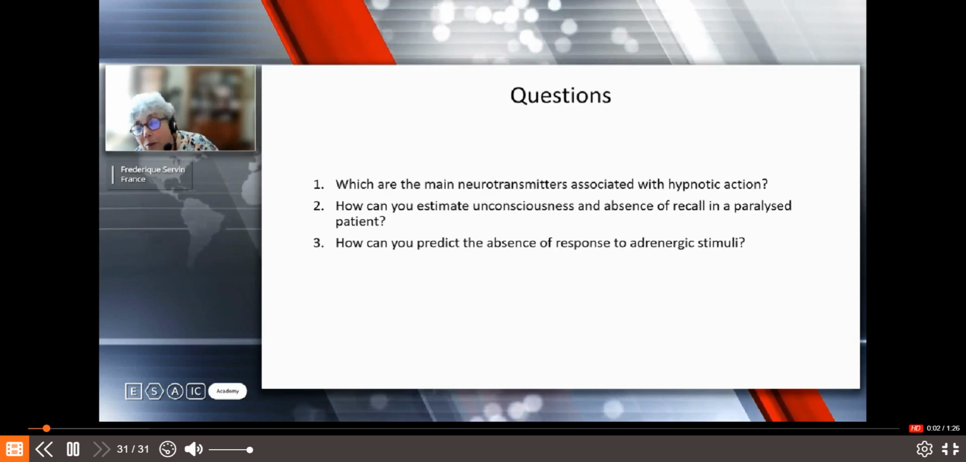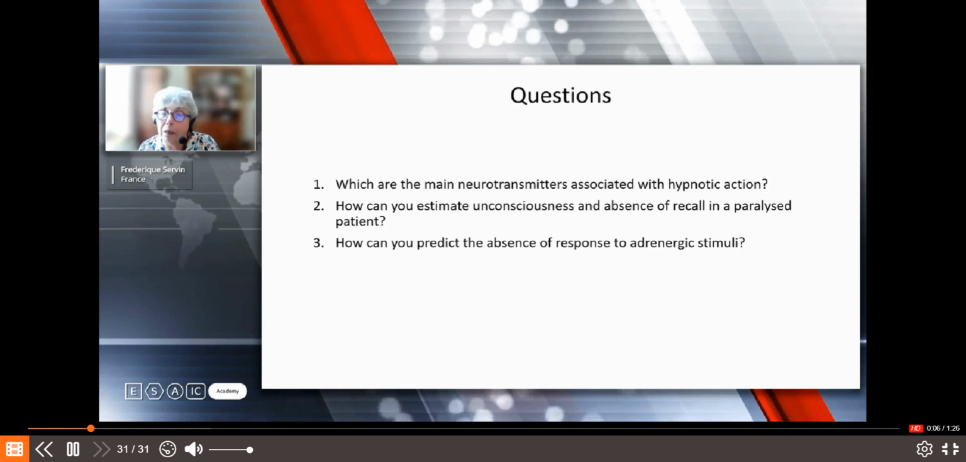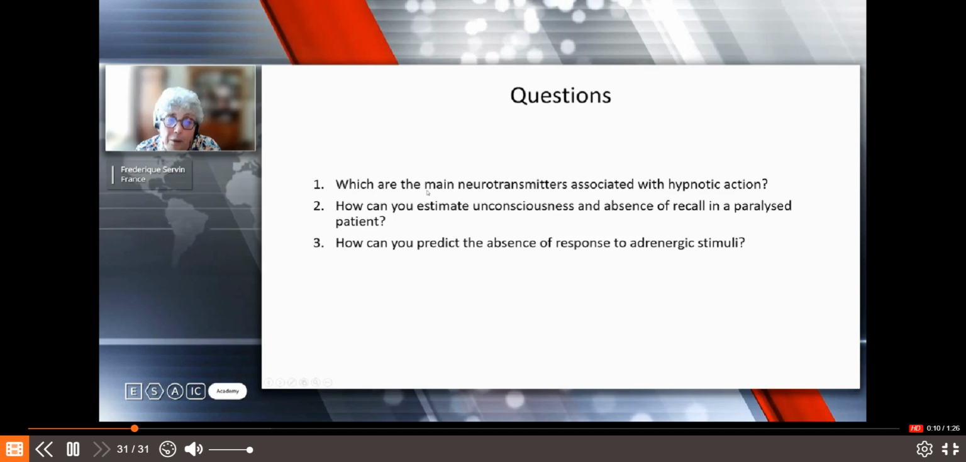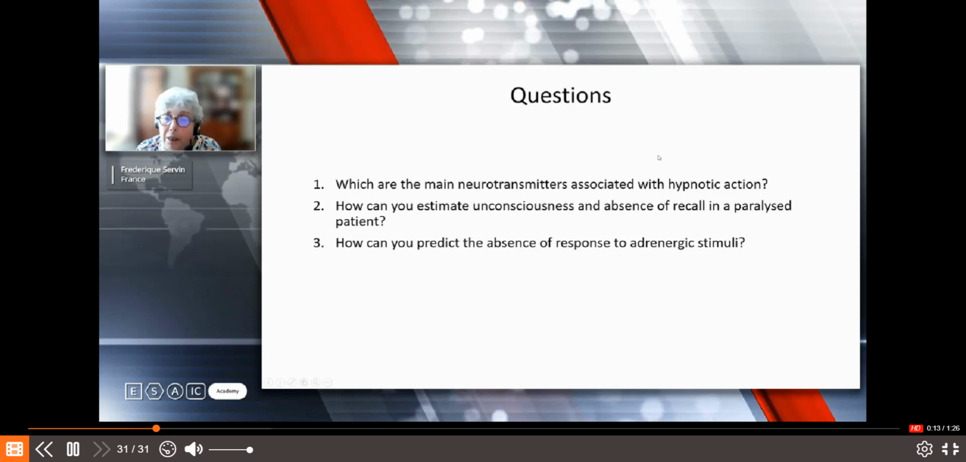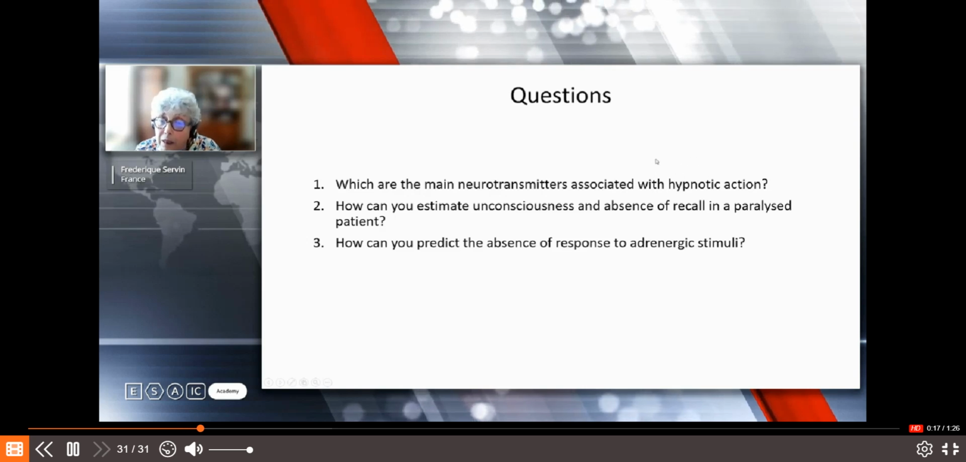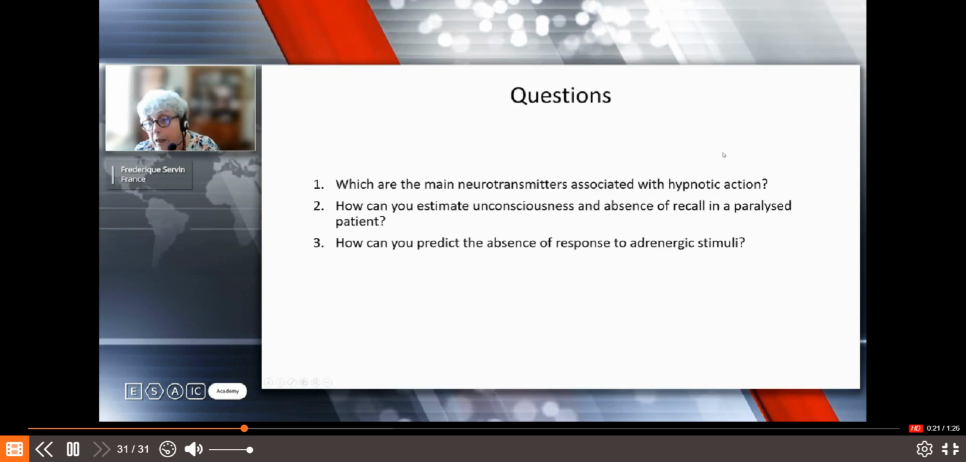Which are the main neurotransmitters associated with hypnotic action? Well, it's the GABA, and with the ketamine and nitrous oxide, it is the anti-NMDA, so it is the glutamate and glycine.